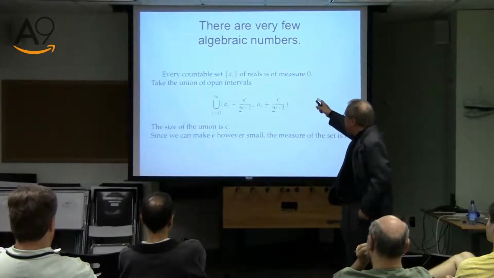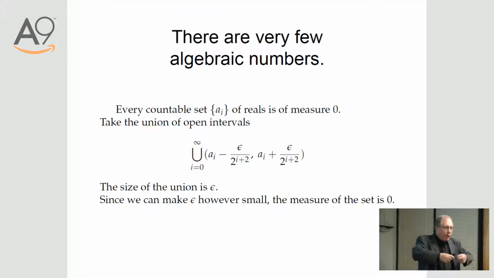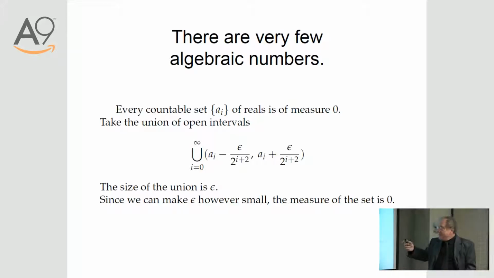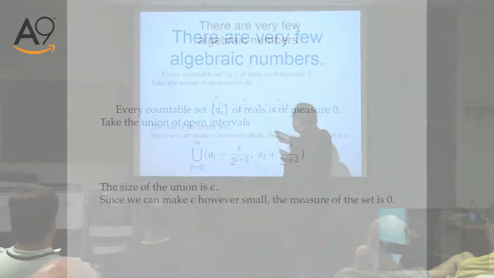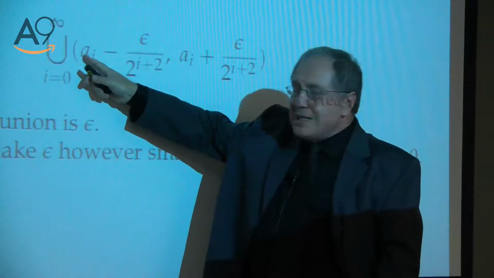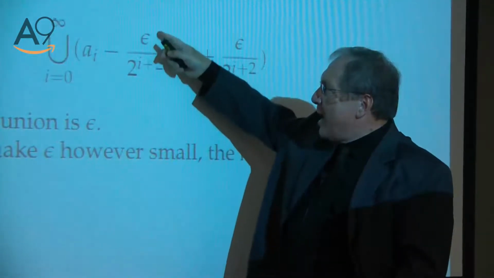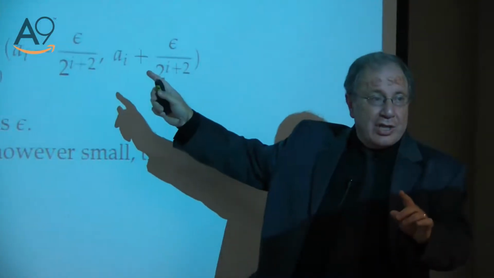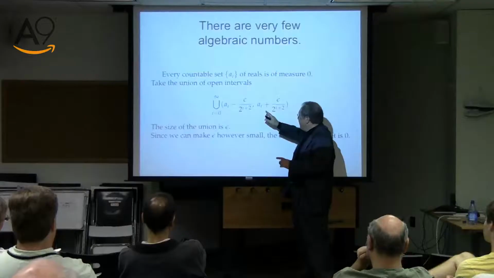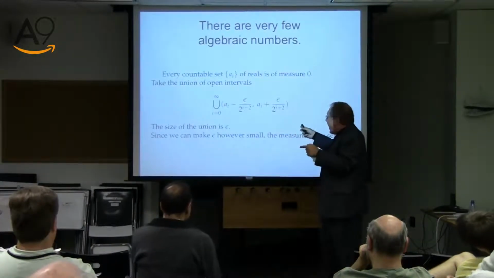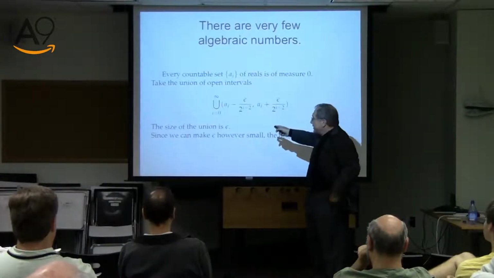So he says, let's take algebraic numbers. They're all over the place. They're more than rationals. But however, they're not just that. Countable sets are very small. If we take the union of the intervals starting from a_i minus epsilon divided by 2 to the i plus 2, to a_i plus epsilon divided by 2 to the i plus 2, we're just taking this on both sides. When we add them all, they marvelously add up to epsilon.